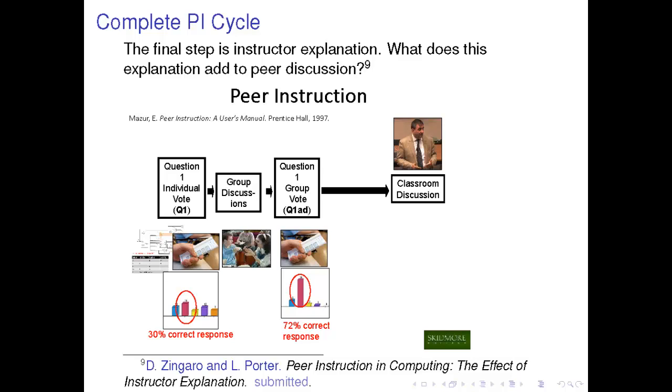I pose a question, the students respond individually, then they discuss in a group, and then the students do another vote after the group discussion. I'm calling these Q1, question 1, and the second vote Q1AD, question 1 after discussion. So we're taking 2 votes on the same question. Then after the Q1AD vote, the instructor does the classroom discussion, the conclusion to the question, explaining all the distractors, discussing the concept, and the misconceptions.